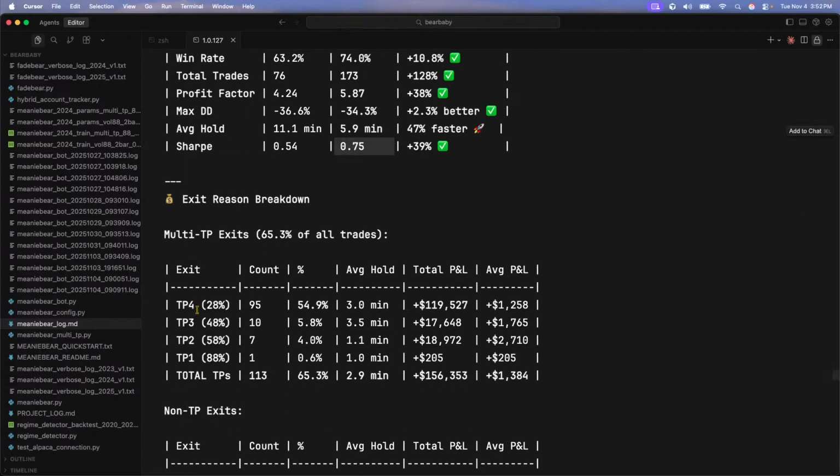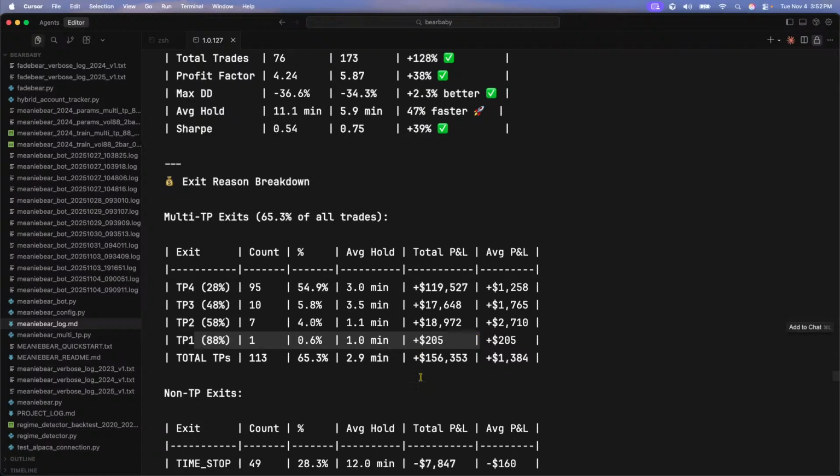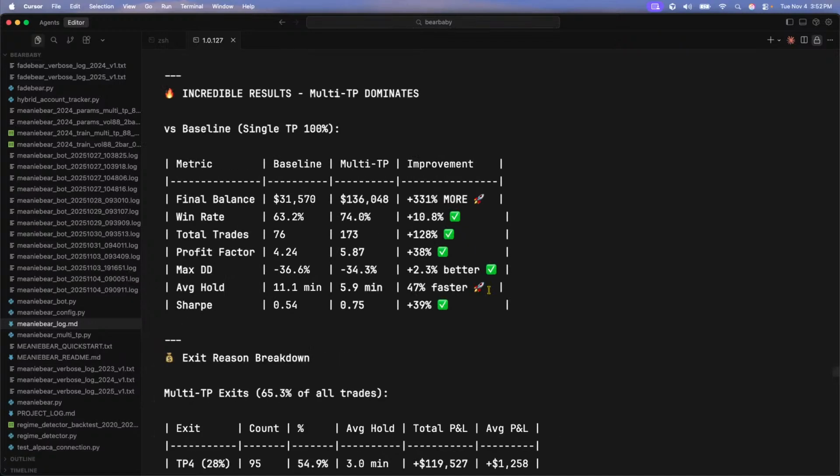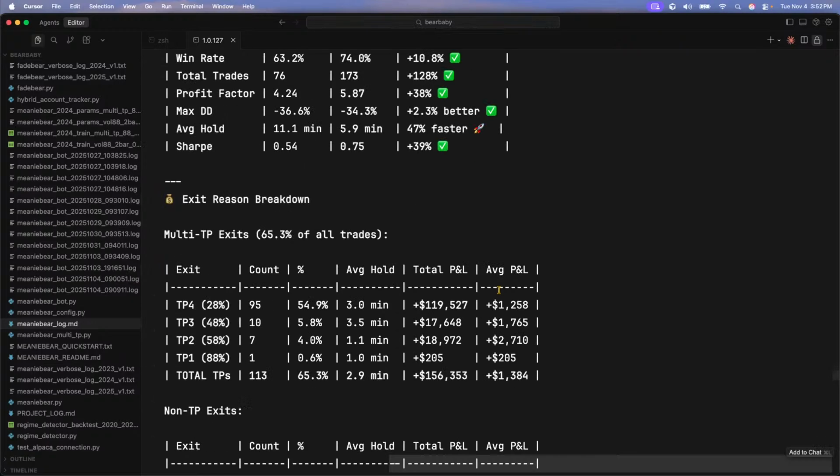Exit reasons. TP 28 did the most work. It made 119,000. TP 48 made 17,000. TP 7 made 18,000. TP 88 made $200, right? Non-TP 49 time stops, we lost 7,000 there. Time exits, we lost 12,000. So to make 156,000, but to lose, let's call that 19, 20,000. That ain't bad. I'm okay.